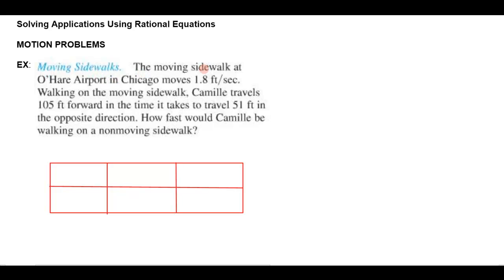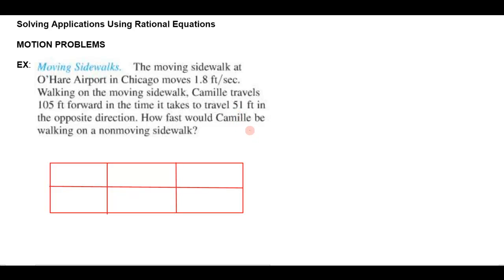It says that the moving sidewalk at O'Hare Airport in Chicago moves so many feet per second. And walking on the moving sidewalk, Camille travels 105 feet forward in the time that it takes to travel 51 feet in the opposite direction. So if Camille gets on this moving sidewalk going backwards, she's walking faster than the sidewalk is, but she's only going to go 51 feet when it's working like a treadmill in reverse, and she'll go 105 feet forward. If she's going forward, it looks like she's running. If she's getting on it in reverse, then it looks like she's walking very, very slowly.